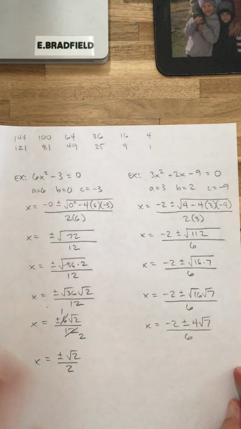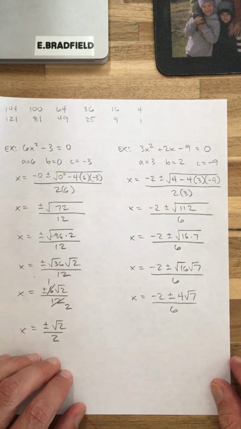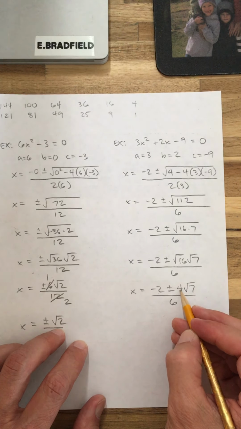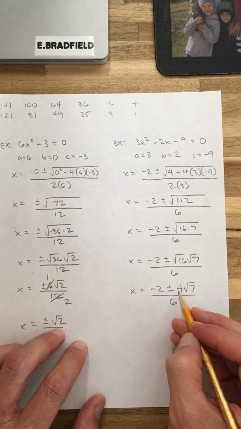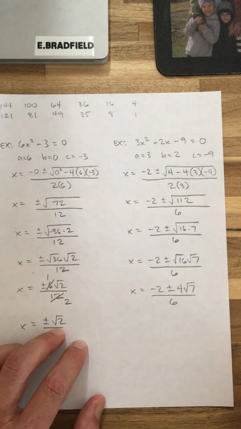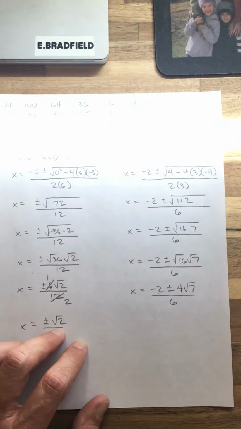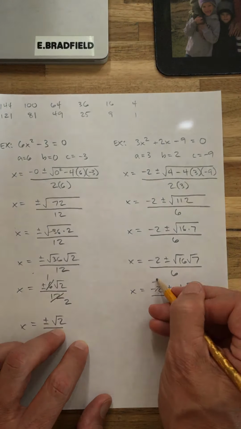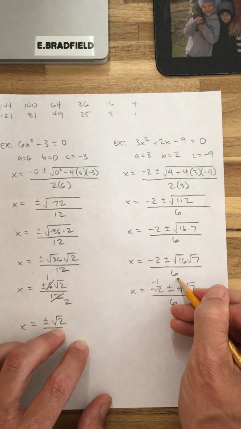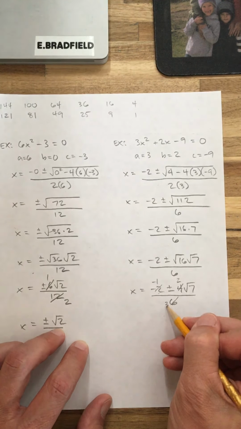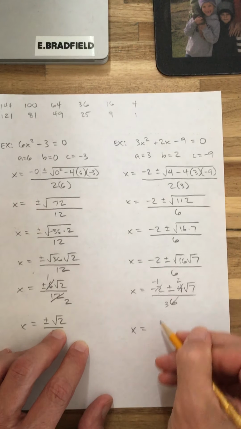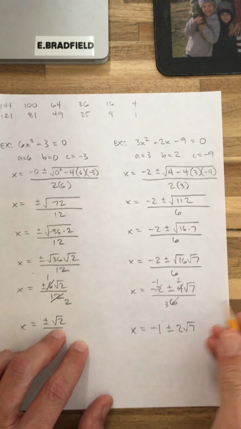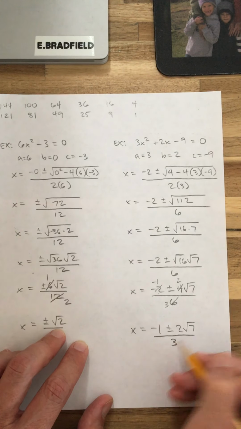And here's the last part, which always confuses people. The -2, the plus or minus 4, and the 6 all have what in common? That's right, they all have a 2 in common. So -2 divided by 2 is -1. 4 divided by 2 is 2. 6 divided by 2 is 3. So my final answer is x equals -1 plus or minus 2 radical 7 all over 3.